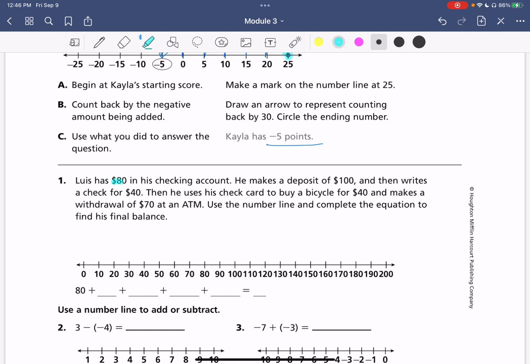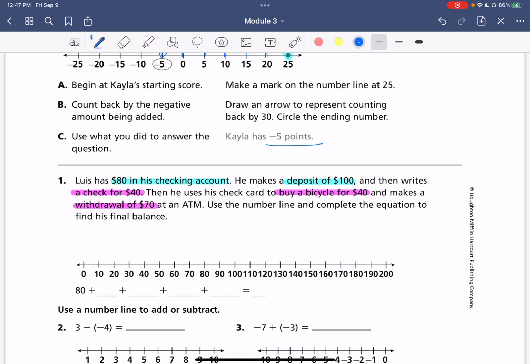So Luis has $80 in his checking account. He makes a deposit of $100, so we're going up. And then he writes a check for $40, so we're going back down. And then he uses his check card to buy a bike, so it's taking more money out of his bank account. He buys a bike for $40. And then makes a withdrawal for 70, so taking even more money out. Use the number line to complete the equation and find his final balance.